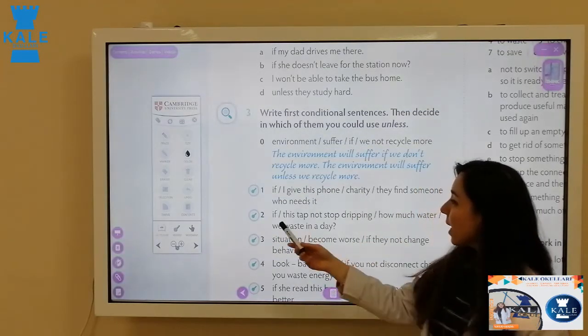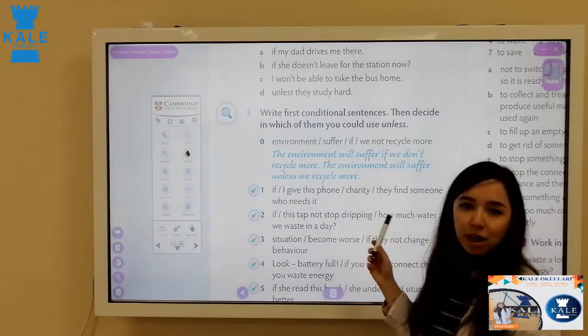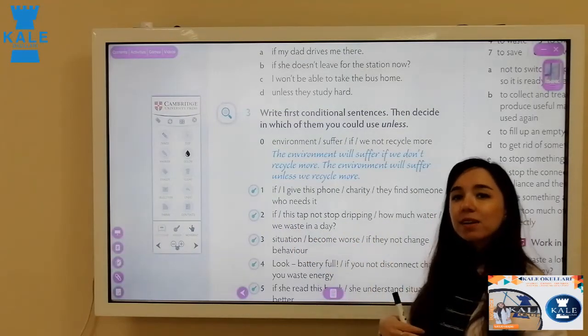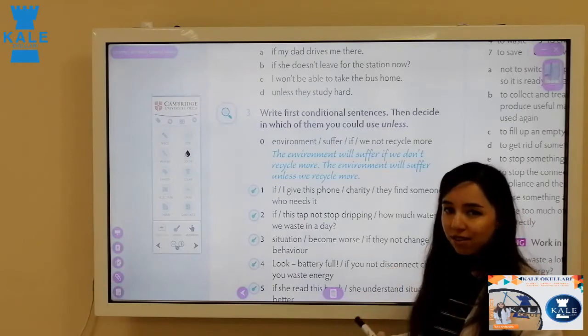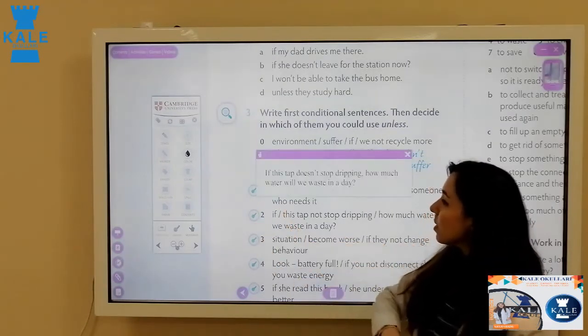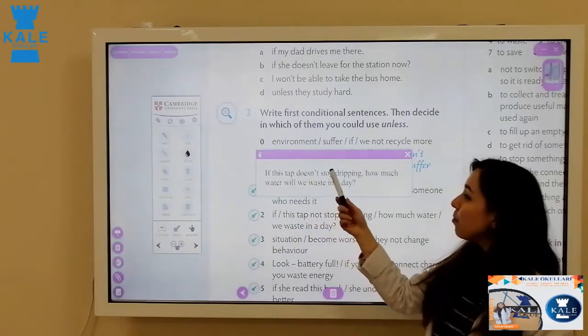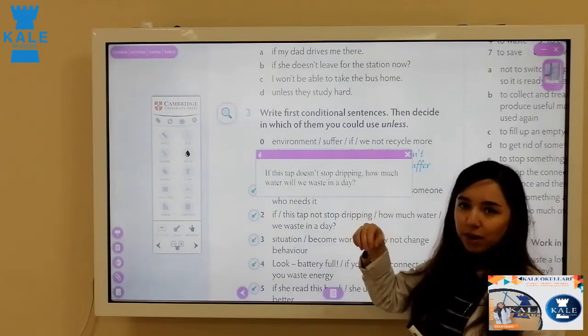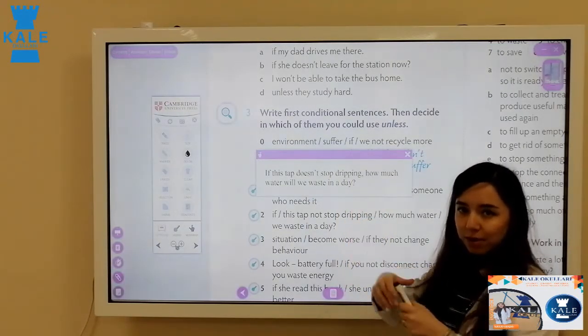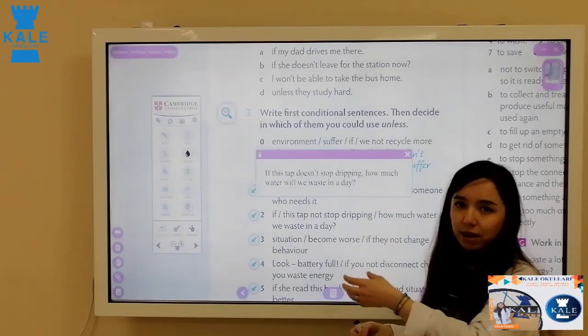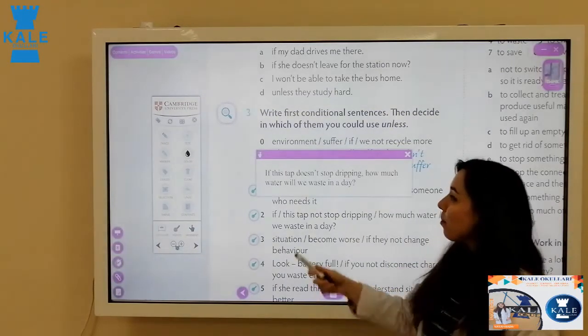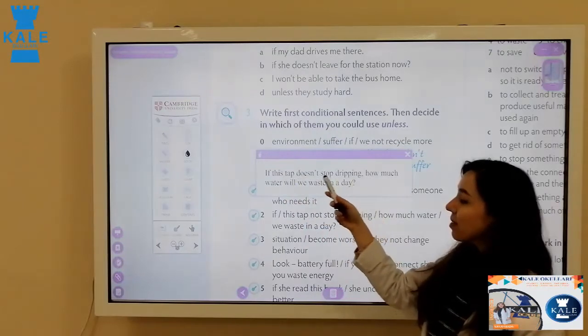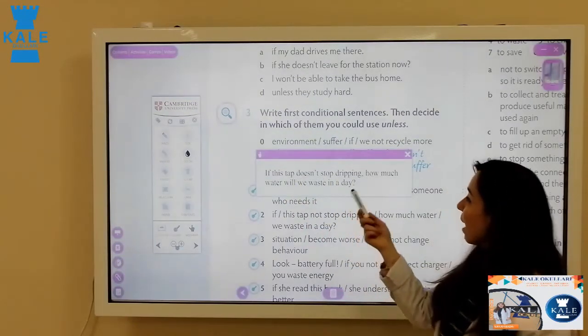Number 2. Again, start with if. We have something in our sentences, and in the second part, we need to write the result of the sentences. How is that possible? If this tap doesn't stop dripping. What is dripping? It's when the water is dripping. Yes, the tap is open. A tap is somewhere that you put water, yes, you are washing your hands. This is a tap. If this tap doesn't stop dripping, what will happen?